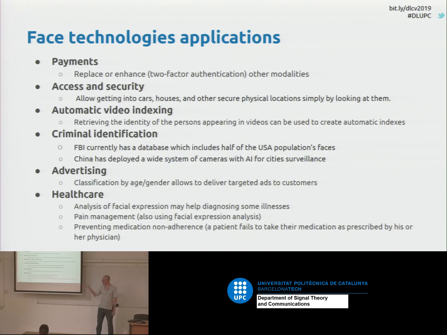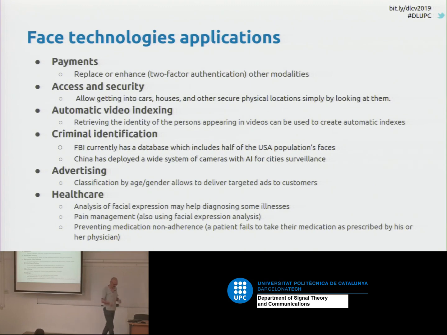And finally, also in healthcare, there are a lot of applications trying to use facial expression analysis. For instance, to diagnose some illnesses, or also determine if a person is in pain or not and the degree of pain, and also some other efforts are to prevent medication non-adherence, to check if the people have taken the proper medication or not.